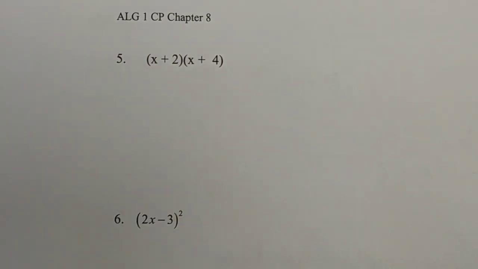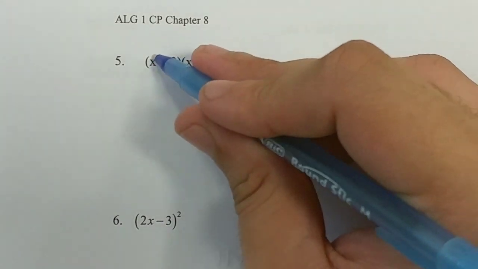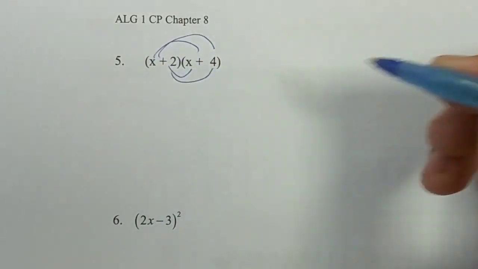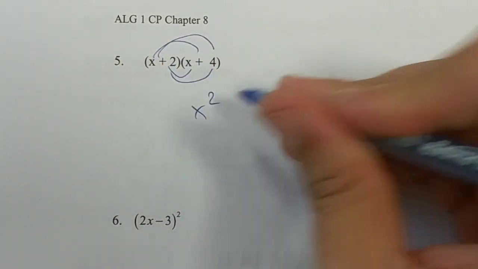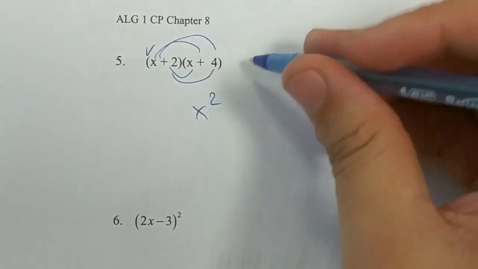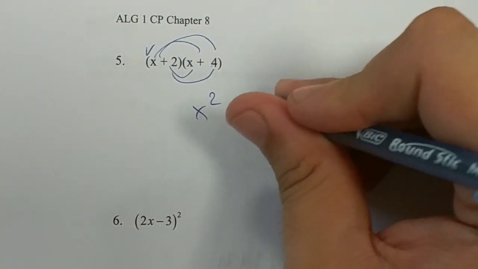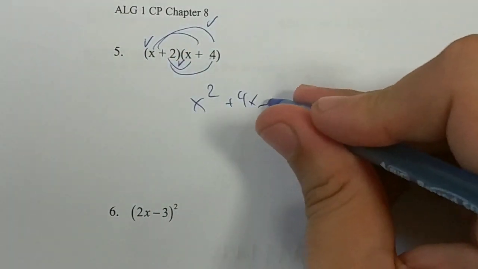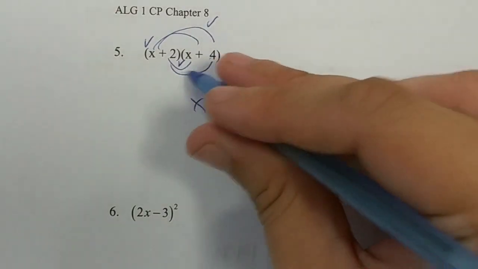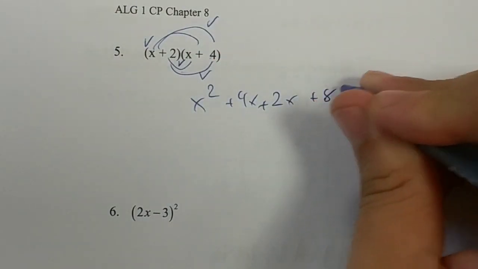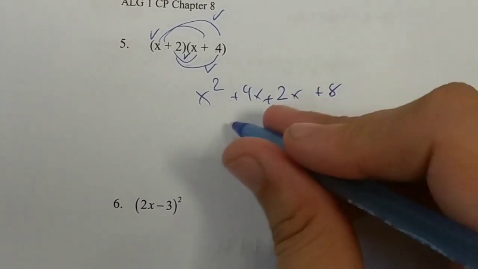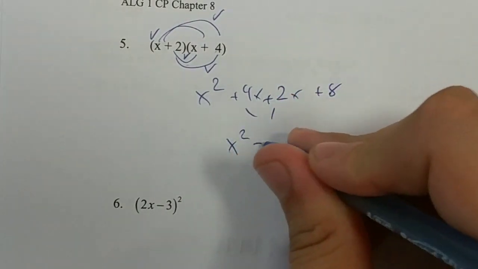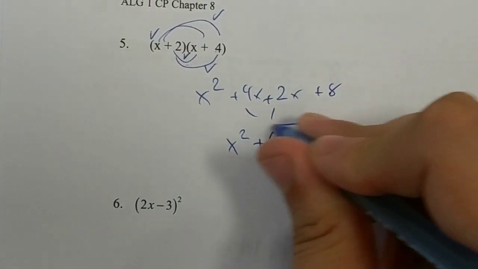All right, let's go to the next one. Foiling again. I'm going to do this a little quicker this time. x times x is x squared. x times 4 is 4x. 2 times x is 2x. And 2 times 4 is 8. Combine these like terms. x squared plus 6x plus 8.